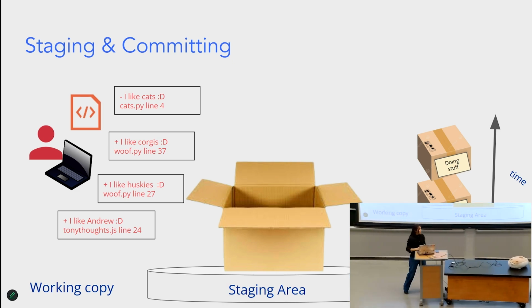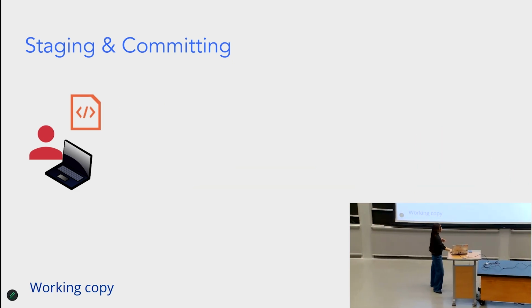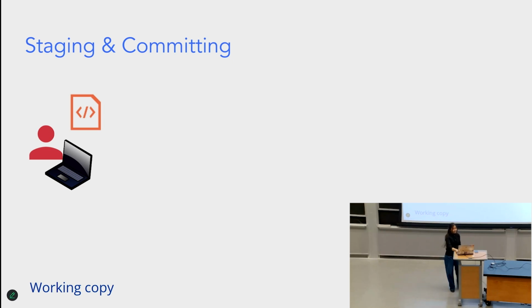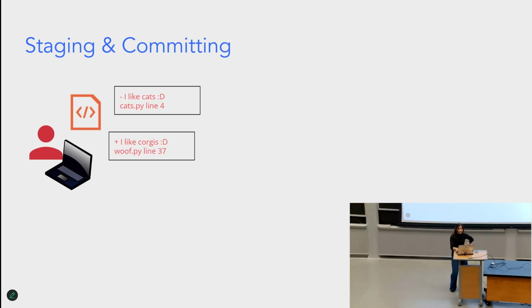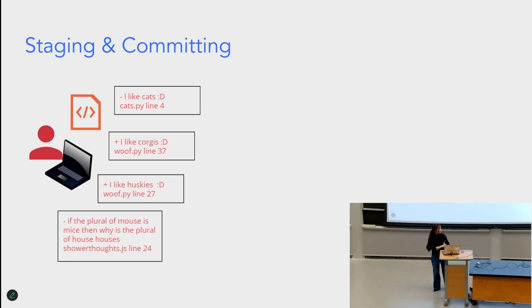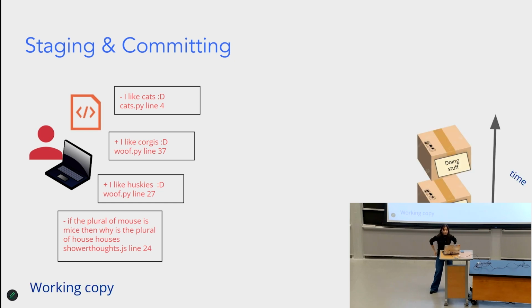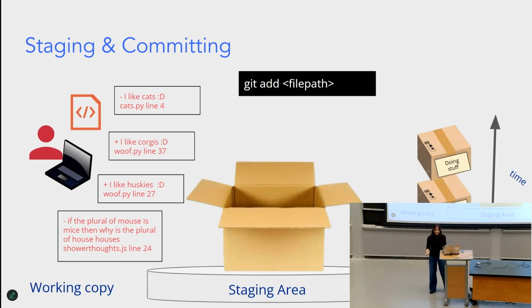Well, let's say we're editing a bunch of our files. We delete the line I like cats from one file. We add the line I like corgis to another file, add more lines, make more code changes, etc. And then once we're ready to package those changes up and add it to our commit history, we have something called the staging area.